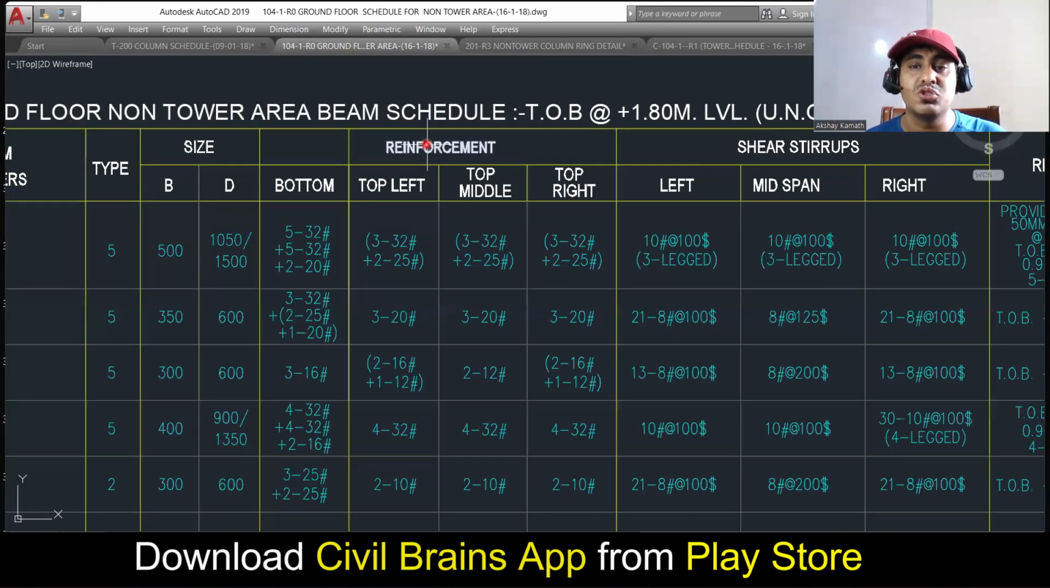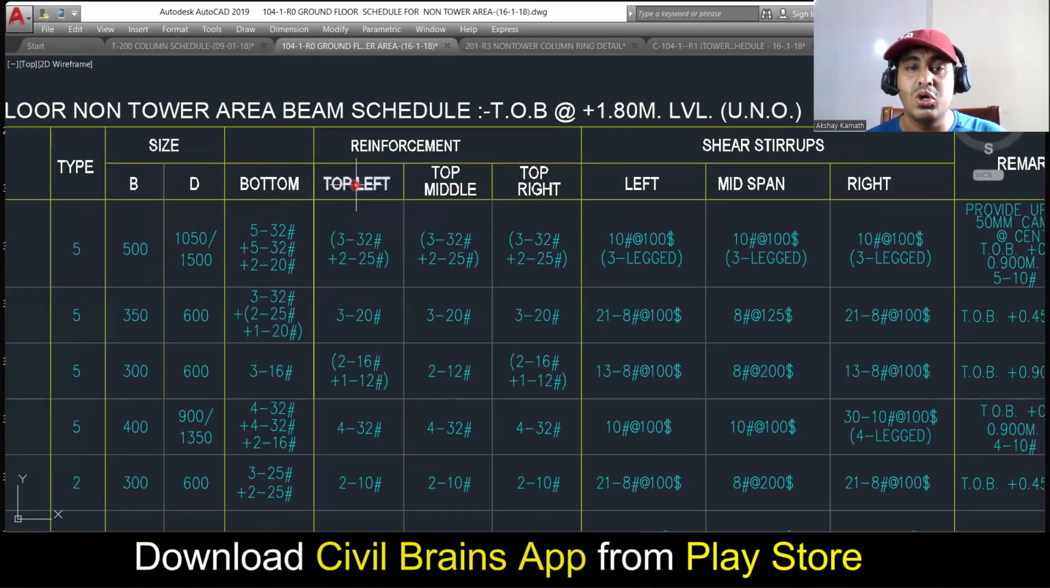Then they have given the reinforcement. Bottom reinforcement, top left, top middle, top right. Look at the reinforcement here. They all are using 32 diameter bar in the beam. 32 diameter first layer, 32 diameter in second layer, 20 diameter in the third layer. Top middle 32 diameter 3 bar will go straight. Your top left extra will be 25 diameter 2 bar and top right will be 25 diameter 2 bar, and again 25 diameter 2 bar. That means 32 diameter 3 bar will go straight.